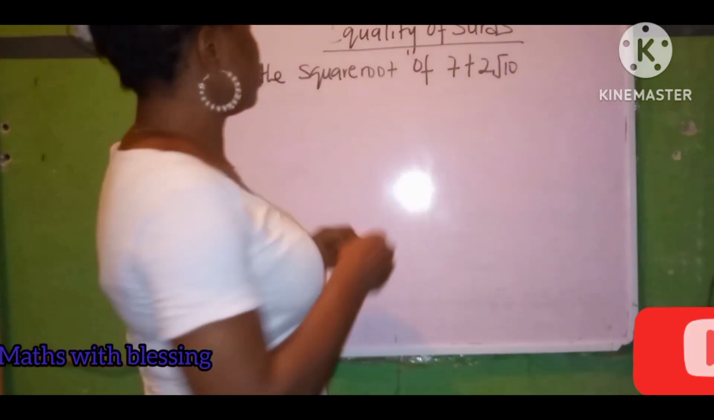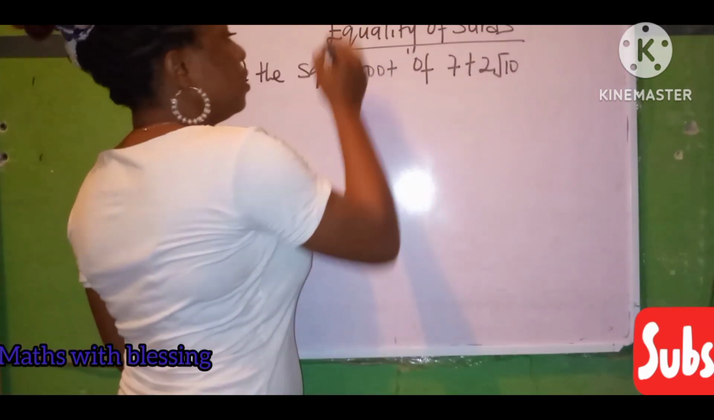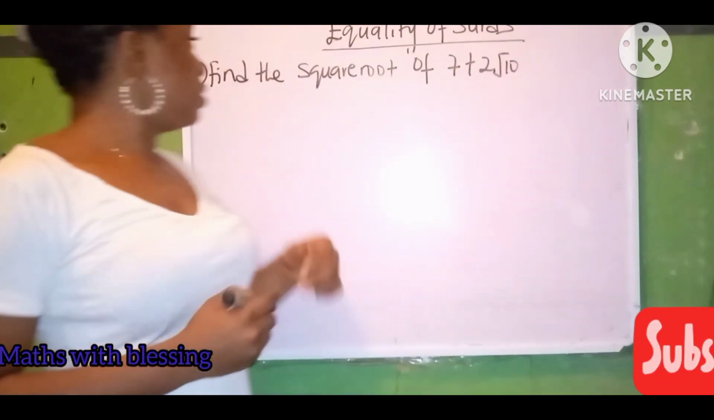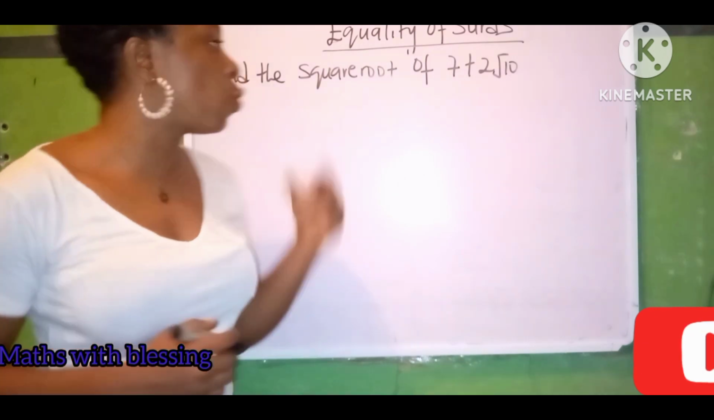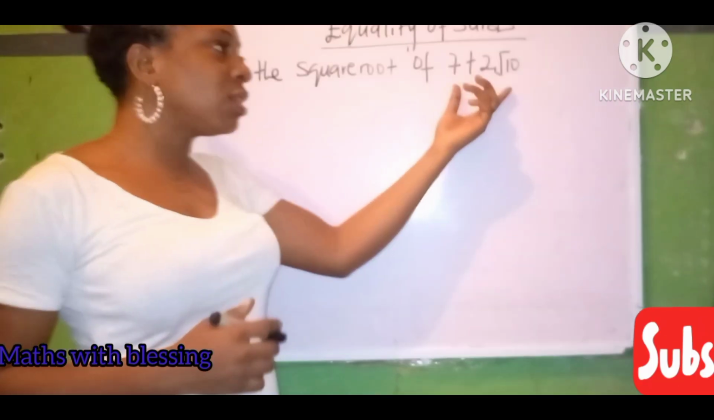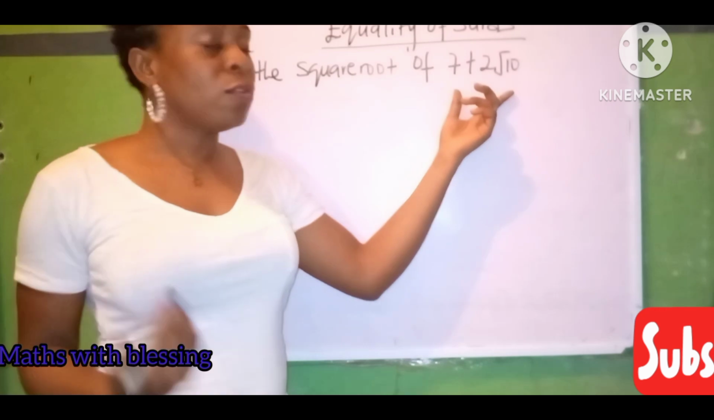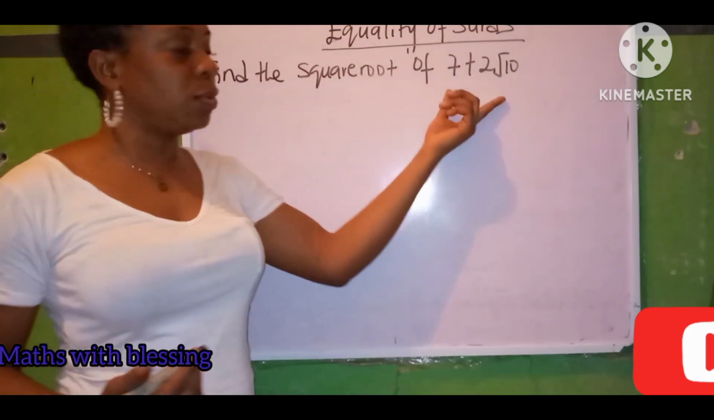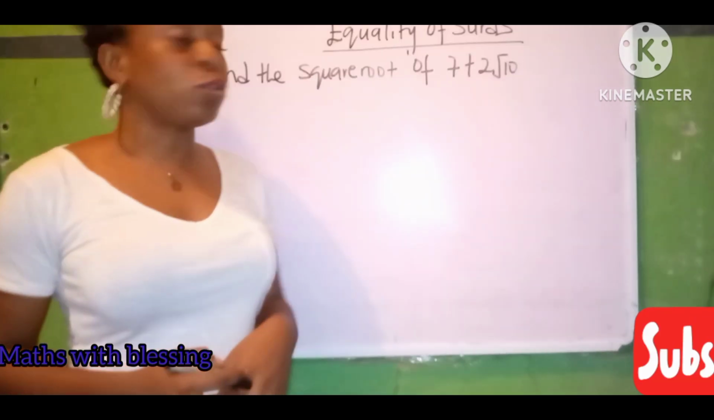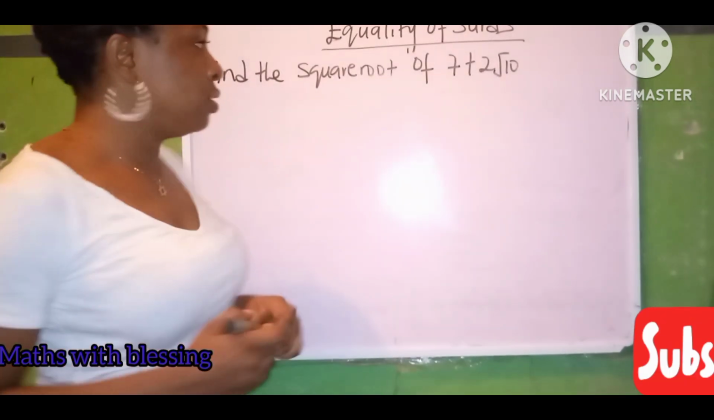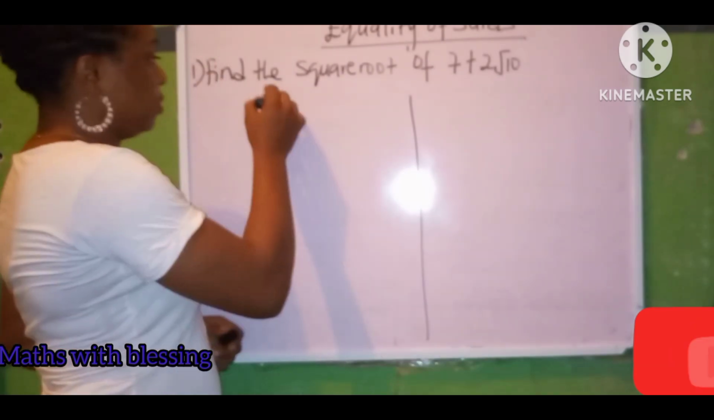So here I am going to teach on the equality of surds. The concept of the equality of surds helps you in determining the square root of surds. When a particular surd is given to you, for you to get its square root, you just have to do an equality of surds. Look at what I'm talking about.